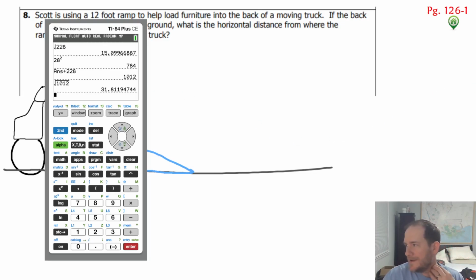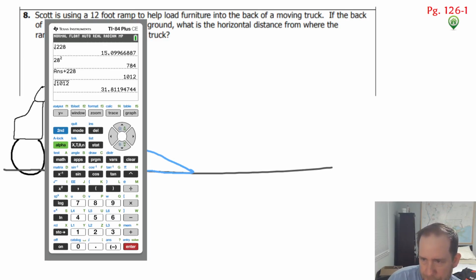So given that idea, they said a 12-foot ramp, and I'm not sure it's actually super obvious which side of this triangle should be the 12. So let's keep reading. It says the back of the truck is 3.5 feet from the ground. Well, that's definitely this vertical distance. That's the 3.5. I feel great about that.